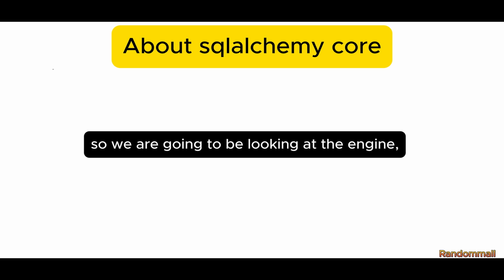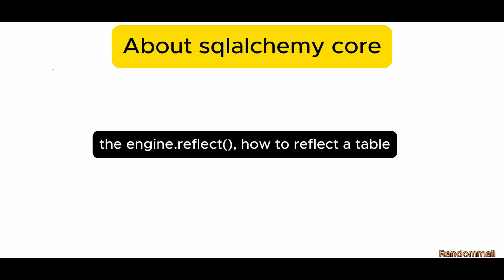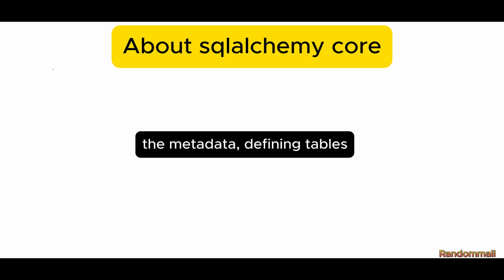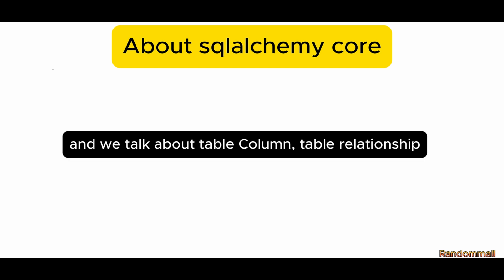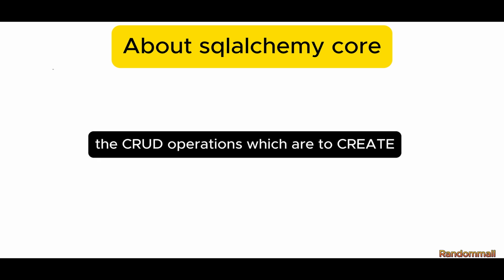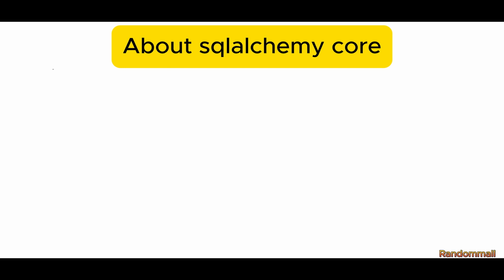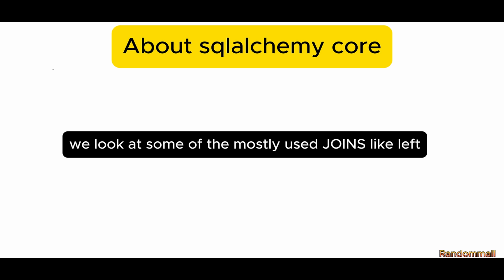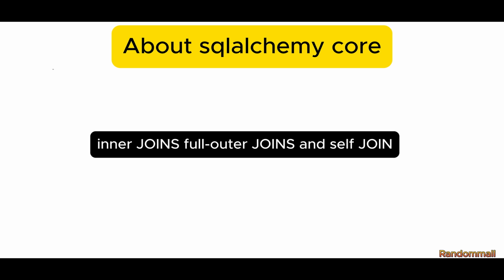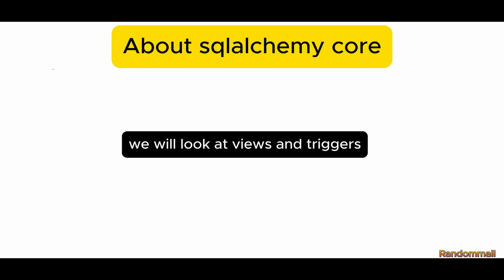We are going to be looking at the engine connection, the engine reflect, how to reflect a table, the metadata, defining tables, and we talk about table columns, table relationships, creating and dropping tables, the CRUD operations, which are create, read, update, and delete. And we are going to talk about joins. We'll look at some of the mostly used joins like left join, right join, inner join, full outer join, and self join. If the video is not too long, we will look at views and triggers.